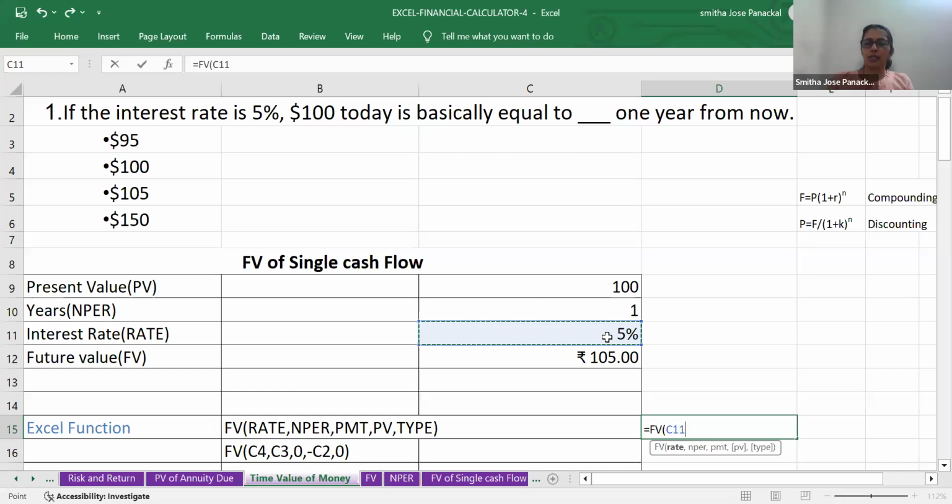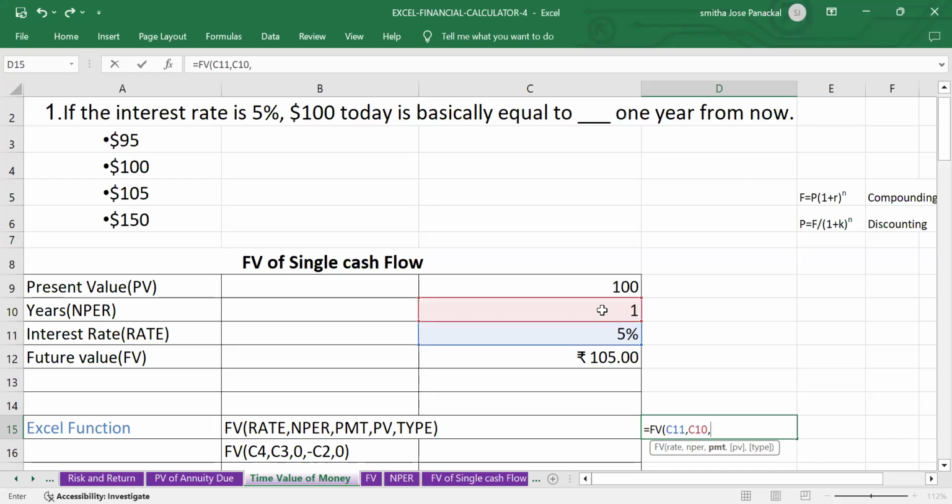Then put a comma here. Then what is NPR here? Number of periods, 1. That is C10. I'll select that, then it will automatically come. Comma. PMT, I'll tell you.